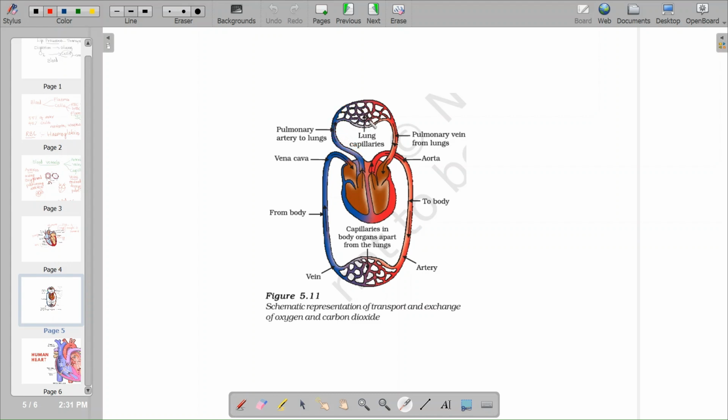After exchange of gases, the oxygen rich blood is coming to the left atrium. Now from the left ventricle, the oxygen rich blood is taken by the aorta to all parts of the body, where the exchange of gases takes place in different parts of our body. After that exchange of gases, again from our body, it is taken back into our heart. So this is the schematic representation of exchange of gases in our body.